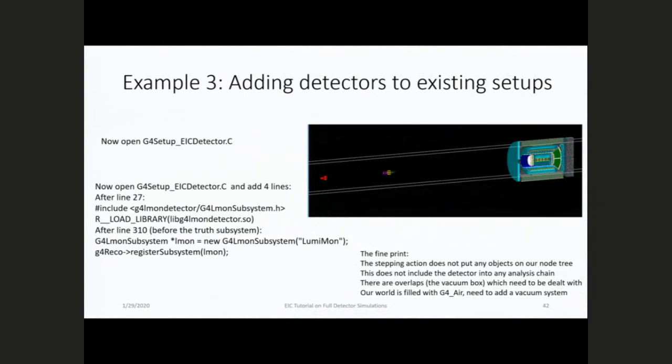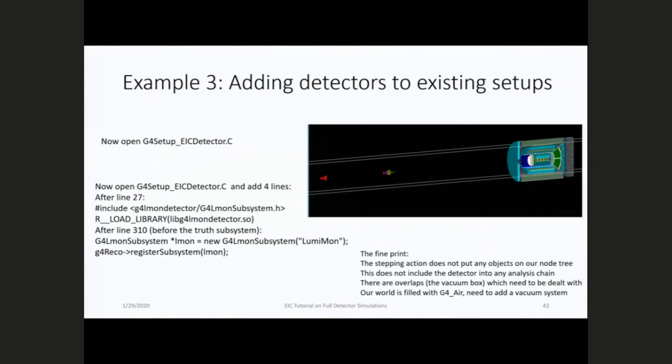Okay, now if I want to add Jaroslav's detector, there's one macro, the setup EIC detector.c, which basically pulls all the doors, the hadronic calorimeters, the TPC, well, basically puts everything together into the setup. So just quick and dirty. The way to add his detector is you edit this file, you add 4 lines at the beginning.